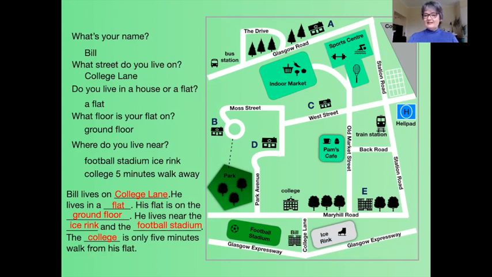Can you see Bill's house now? Have a look at the map. Look at College Lane. It's near the football stadium and the ice rink. Can you see it? Well done.